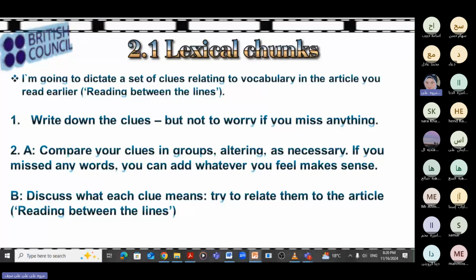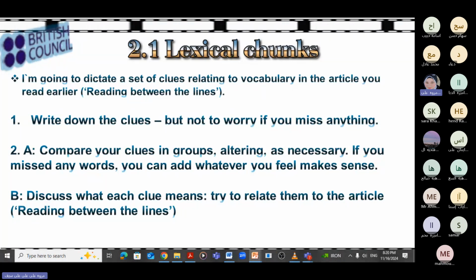The next one: British authors who are currently writing.